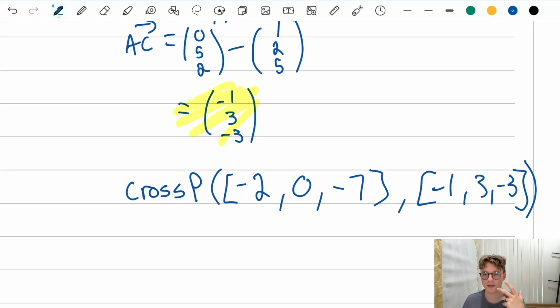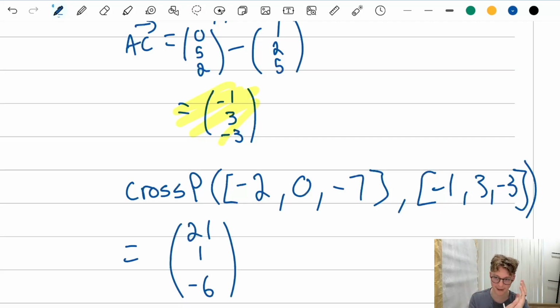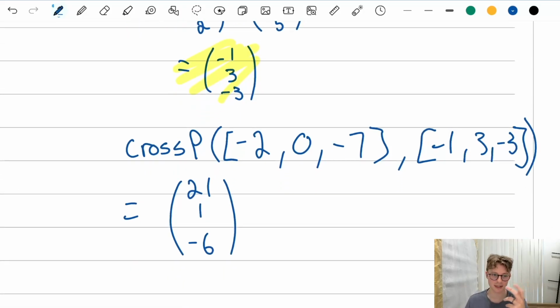I wind up with just the fast way to find the cross product: calculator buttons, click equals, and you'll find you get an answer. If you convert to a column vector, it is 21, 1, and -6. So just using the calculator, type the numbers in, bam, click your enter button, and you get this answer.